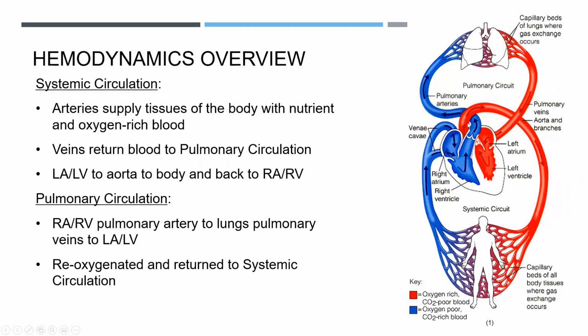And this deoxygenated blood is getting pushed out through the right ventricle into the pulmonary arteries and through the lungs, where it's becoming reoxygenated and coming back into the left atrium.